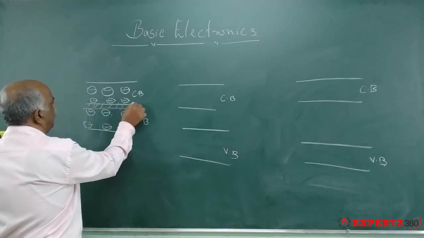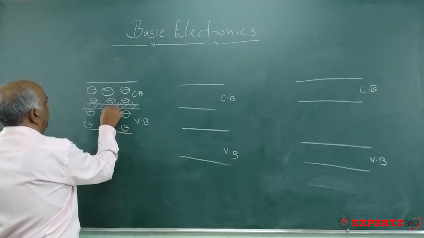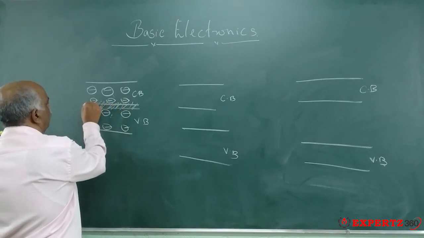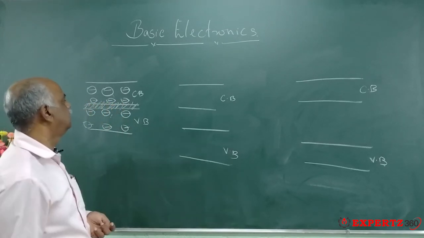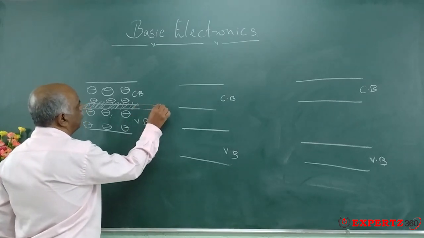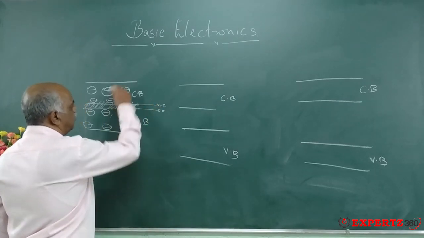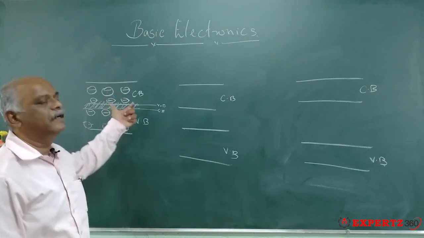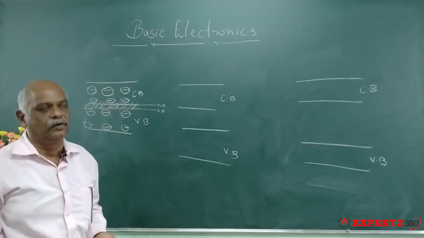So this is overlapping each other. The conduction band and the valence band are going to overlap each other. This is a conduction band line, and this is a valence band, going to overlap. So the electrons are free to move. Naturally, the conduction band will contain plenty of free electrons.